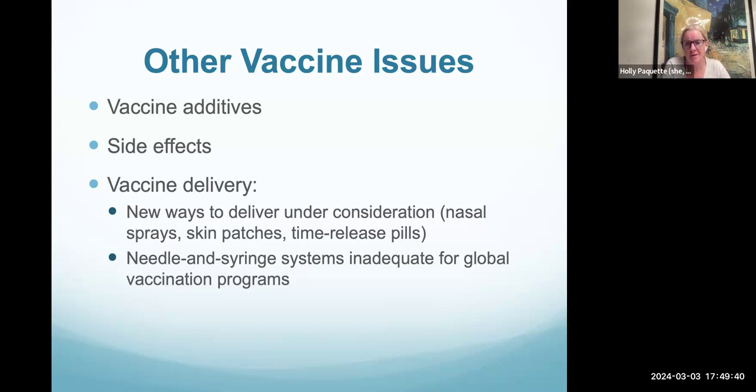The other thing that can be issues is the way that vaccines are delivered. So there are new ways that we're looking at delivering vaccines. This would include things like nasal sprays or skin patches or even time-release pills. Lots of people are scared of needles, don't like them. But also needles and syringes are difficult when we look at a global vaccination program. It's hard to get enough needles and syringes throughout the world, especially in developing countries. So if we had something that was just a nasal spray or skin patch, it might be easier.